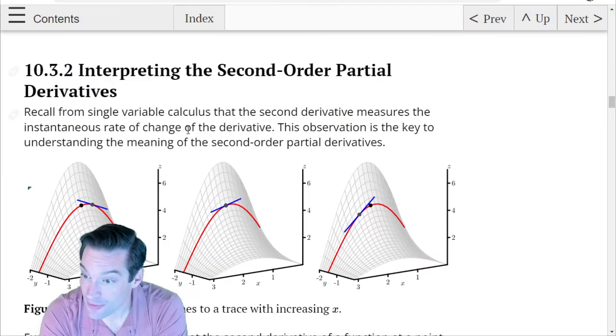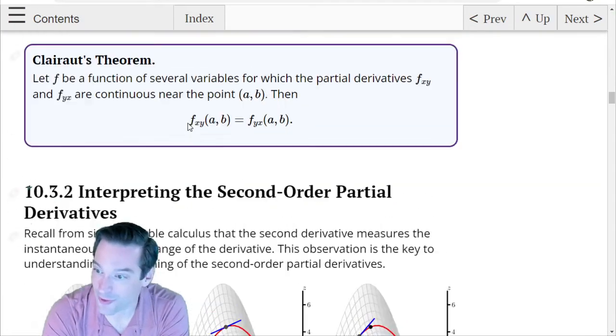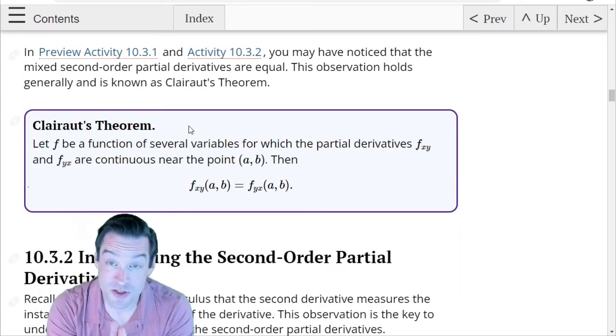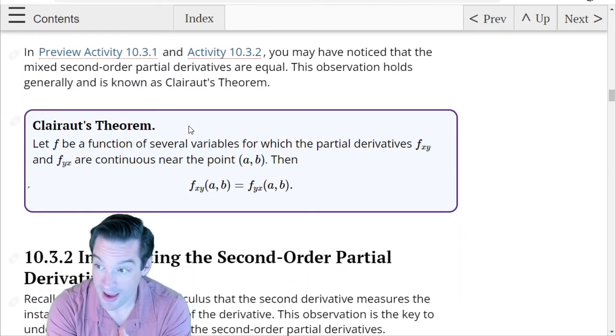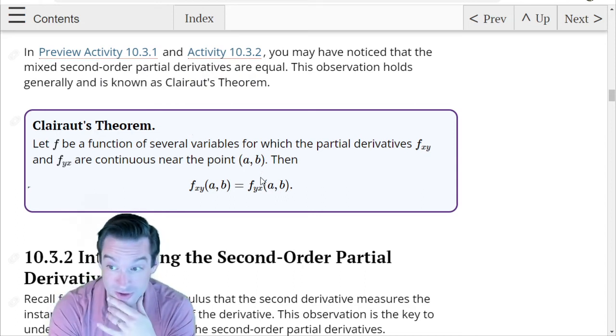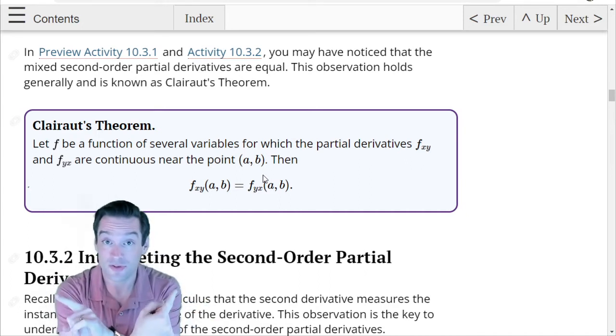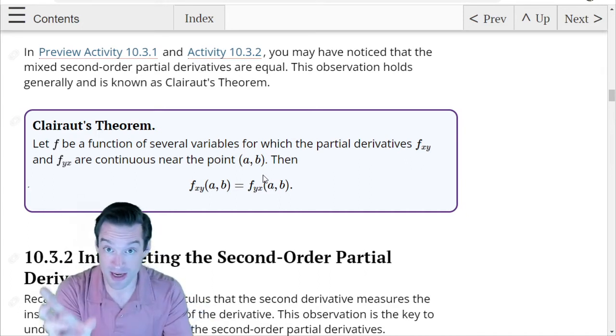And this is really good news for partial derivatives. Whenever we have a function that is sufficiently nice and well behaved, as long as my partial derivative functions are continuous in a neighborhood of the point in question, then every mixed partial derivative is going to be equal to every other mixed partial derivative with the same subscripts.